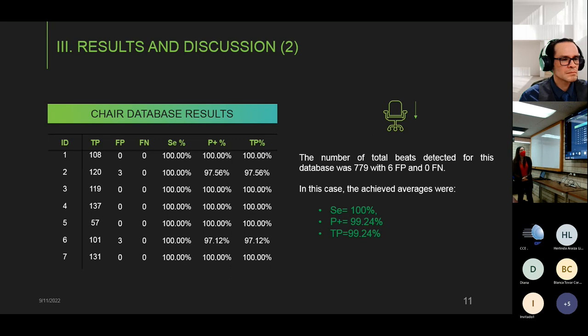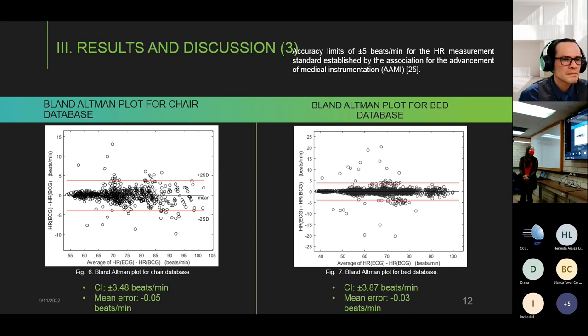For the Cherry database, we obtained only 6 false positives and 0 false negatives out of 779 beats. In this case, the sensitivity was 100%. The positive predictivity was 99.24%, and also the true positive detection.